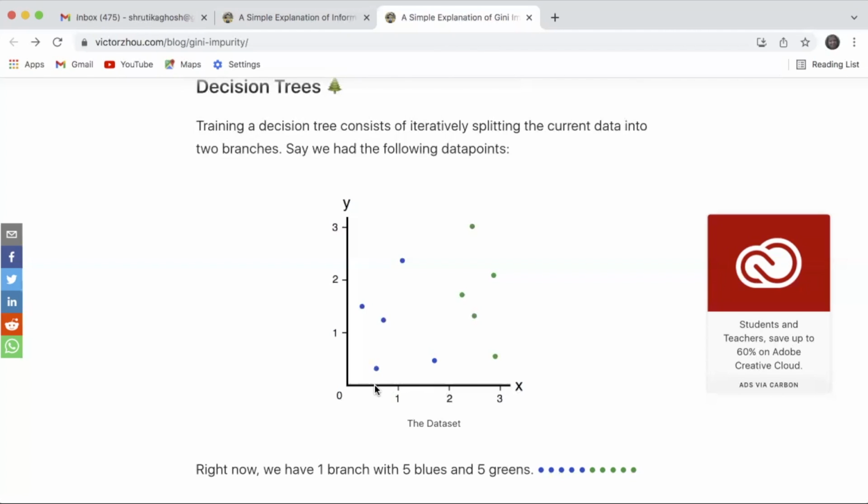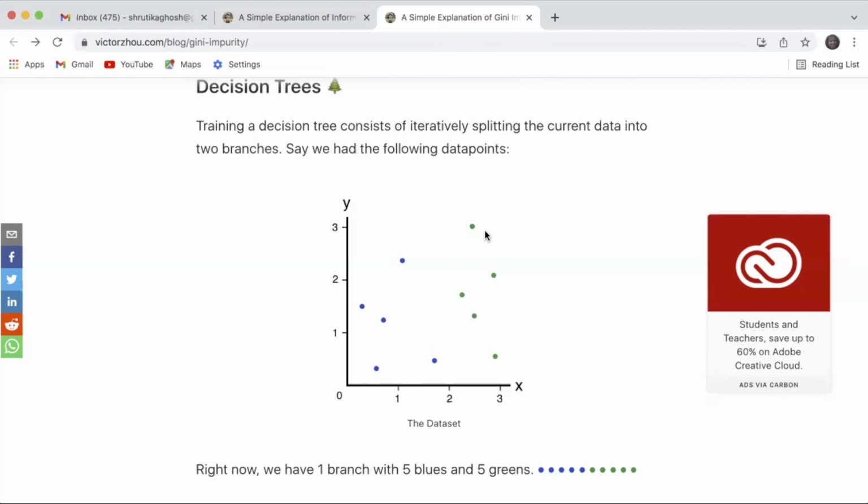Okay, it is somewhere in between 0 and 1, so maybe 0.5, and the value of the y column is somewhere around 0.25. So the x column is 0.5, the y column is 0.25, and the target feature is blue. Similarly, there is another row in that data set where the target column has the value green. For that row the value of x is somewhere around 2.5, and the value of y is 3. So in this way you can understand this data set.